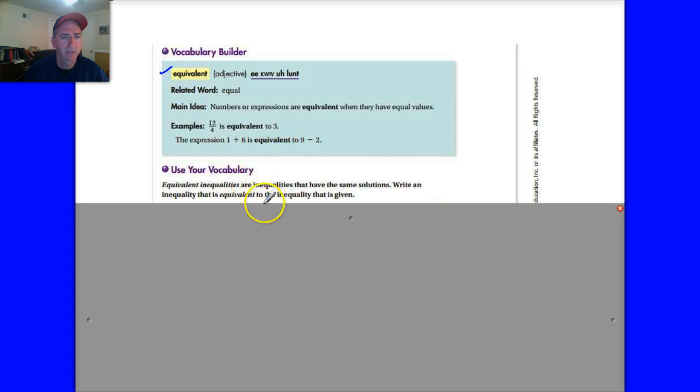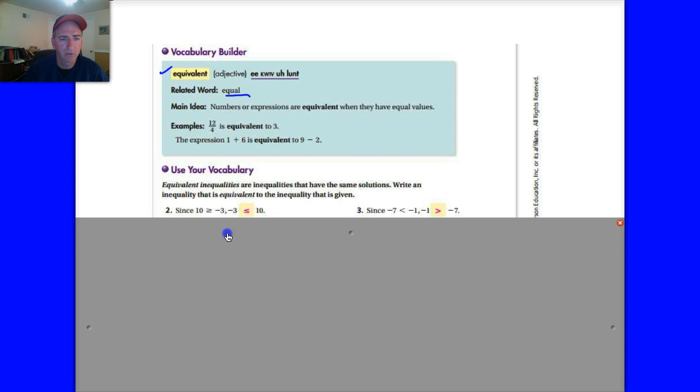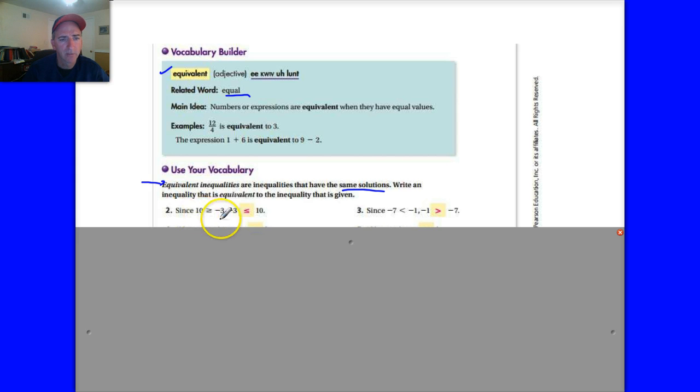Equivalent, those are just two expressions that are equal, basically, right there. Okay, moving on down the road here. Equivalent inequalities are inequalities that have the same solutions, and this says to write an inequality that is equivalent to the inequality that is given. So on your paper, I believe that's blank. Essentially what you have here is 10 is greater than or equal to -3. Then if they switch the 3 and the 10 around, you have to flip the sign around because -3 is less than or equal to 10.